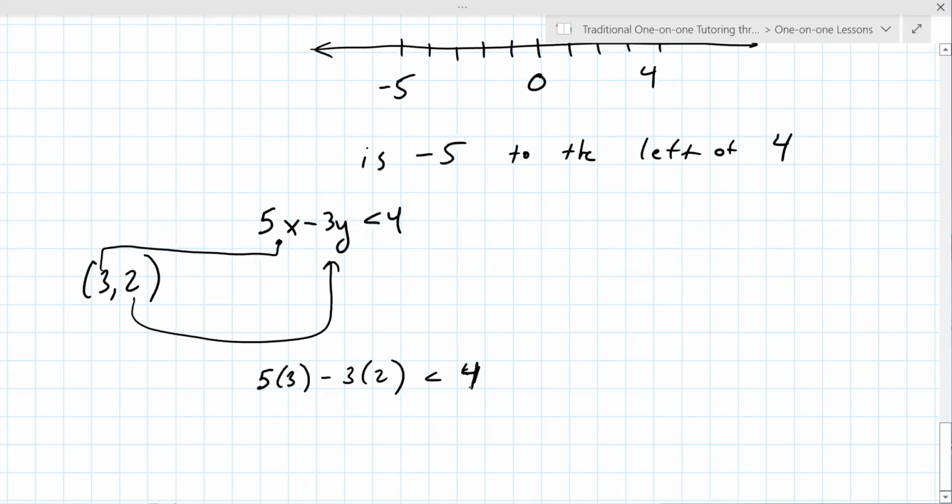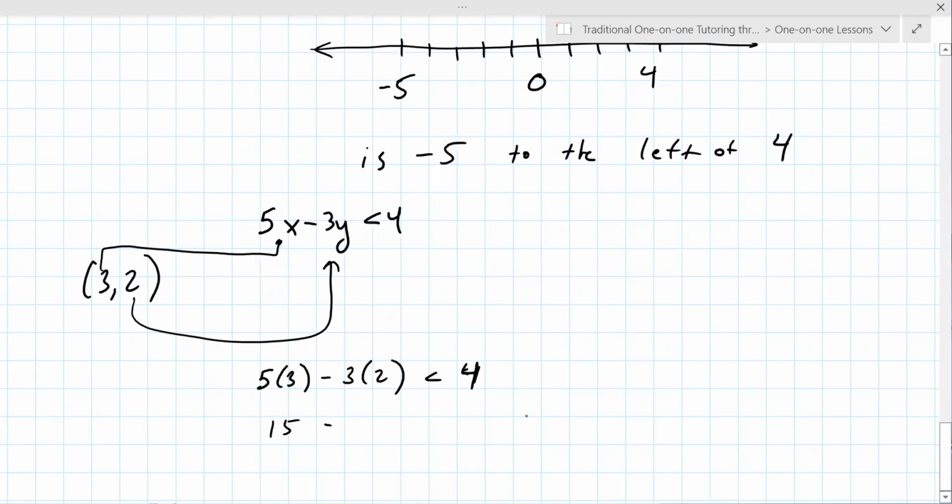Okay, 5 times 3 is 15 minus 3 times 2, which is 6. 15 minus 6, that is going to be 9. Okay, 9. It's 9 over 4.